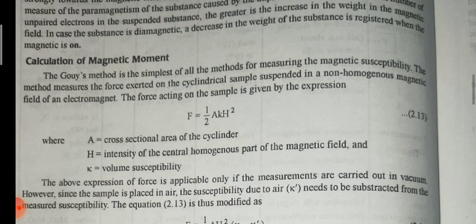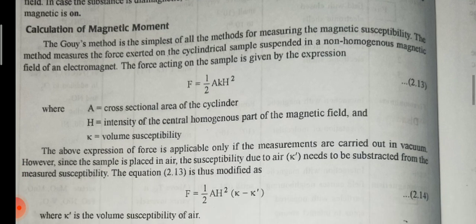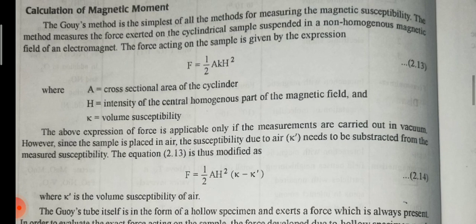The Gouy method is the simplest of all the methods for measuring the magnetic susceptibility. The method measures the force exerted on cylindrical samples suspended in a non-homogeneous magnetic field of an electromagnet. The force acting on the sample is given by the expression F equals half of AKH squared, where A is the cross-sectional area of the cylinder, H is the intensity of the central homogeneous part of the magnetic field, and K is the volume susceptibility.